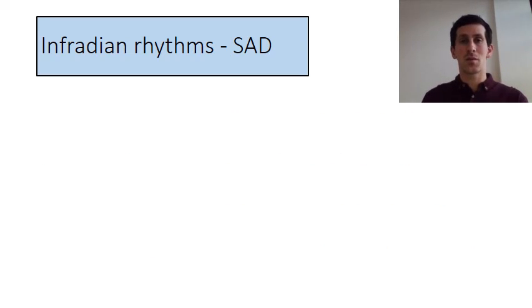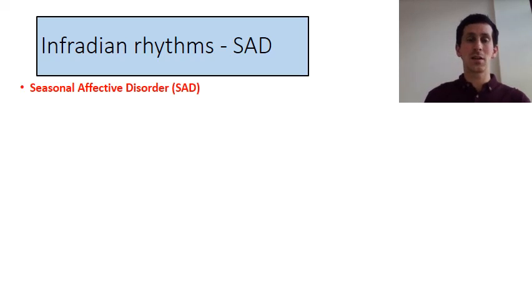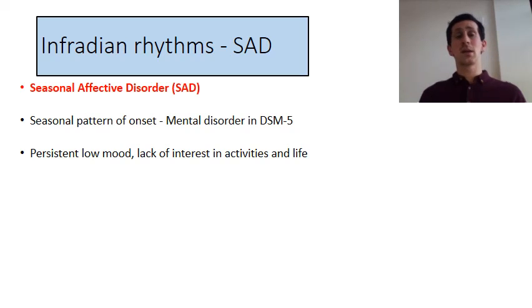Another infradian rhythm is SAD, or seasonal affective disorder. It occurs during the winter months, and it's characterized by things such as low mood, and you lose interest in activities and life. It's an actual classified mental disorder.